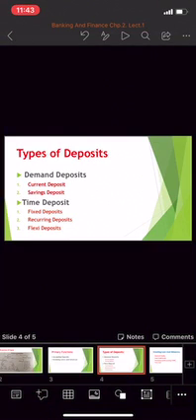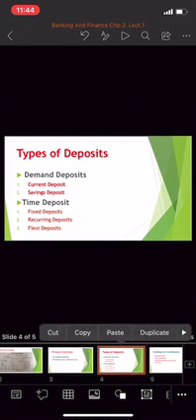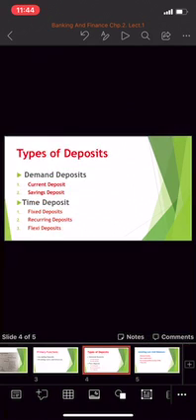Then next is the saving account. Saving deposits are deposits which can be withdrawn by depositors, but there is a limit on the total number of withdrawals. For such deposits, if the amount to be withdrawn is large, prior notice is given. It is suitable for small savers who do not need money at regular intervals. For this type of people, the saving deposit is useful.